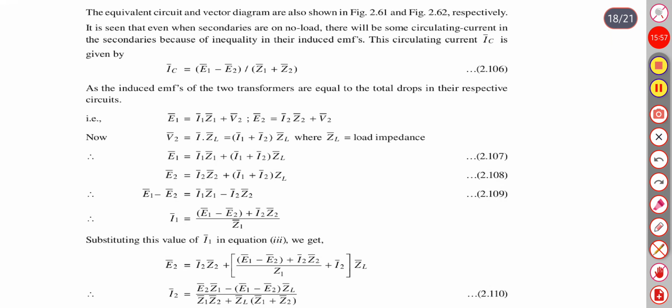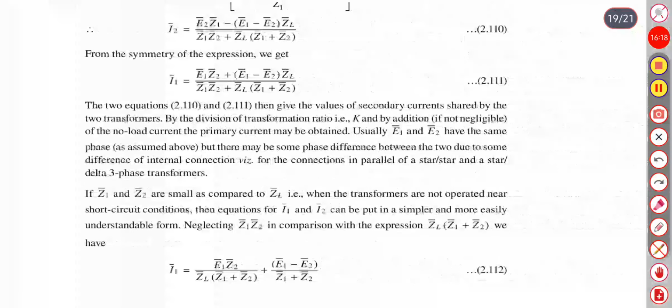in the equivalent circuit you have seen, it is seen that even when the secondaries are on no load, there will be some circulating current in the secondary because of inequality in their induced EMF. Similar calculations are given here, as we have seen in the previous slide. So from this you can calculate the current I1, by putting the values of Z1 and Z2 of both the transformers.